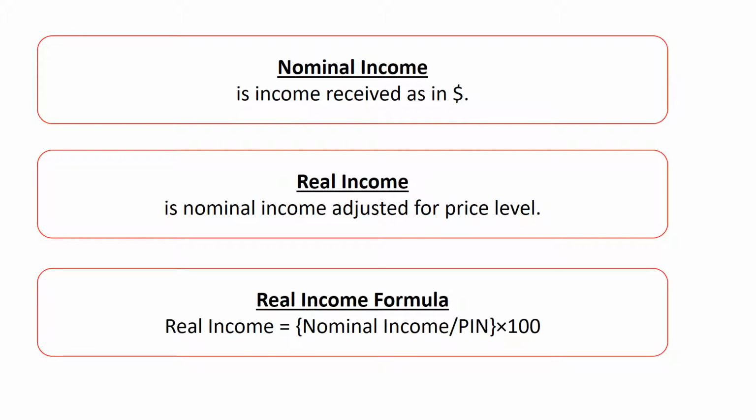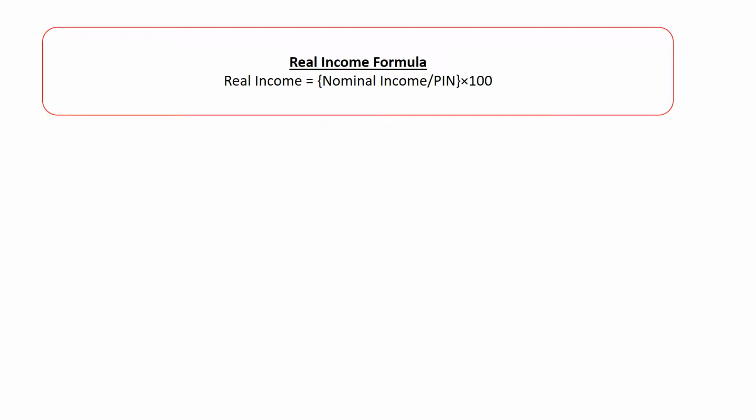Now when you are using a price index number, we need a formula to determine real income, and here is the formula. Real income equals nominal income divided by the price index number, and this whole expression times 100 gives us real income. So we know the formula to calculate real income: once again, nominal income divided by the price index number, and this ratio times 100.